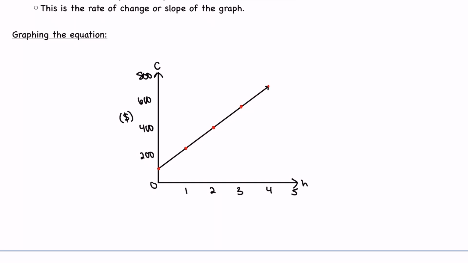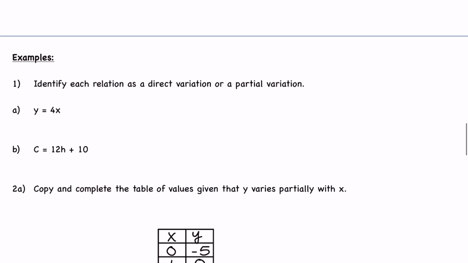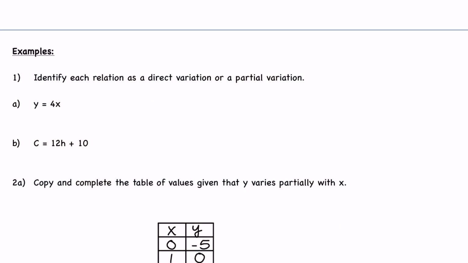Now let's go over some examples. Example 1 says, identify each relation as direct variation or a partial variation. So the equation for a straight line is y = mx + b, where m is the slope and b is the y-intercept. In a direct variation, the y-intercept is the origin, so it's at 0. So if we make the y-intercept 0, we just don't have this b portion, so we just get y = mx, where m is your constant and your slope. For partial variation, we do have this b part, so we do have a y-intercept that is not 0.